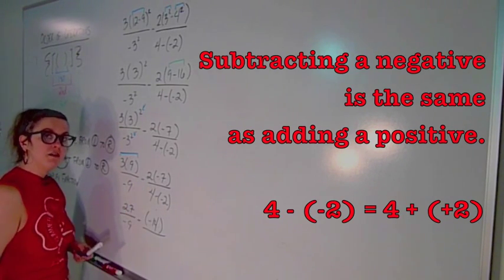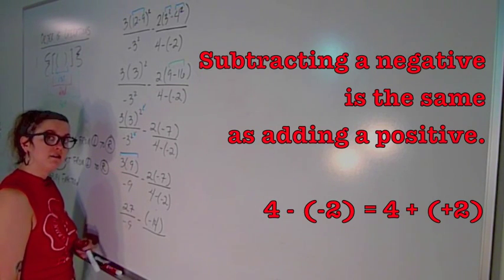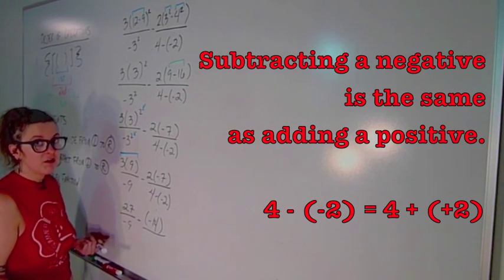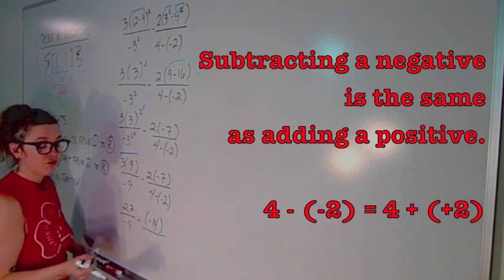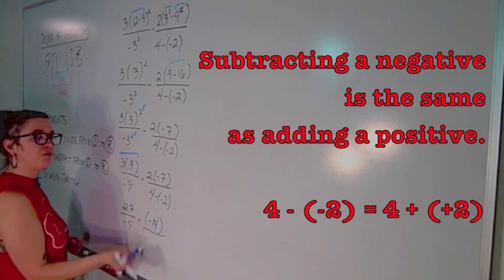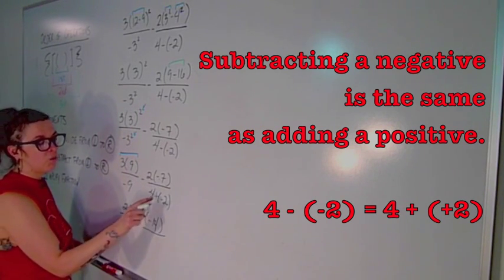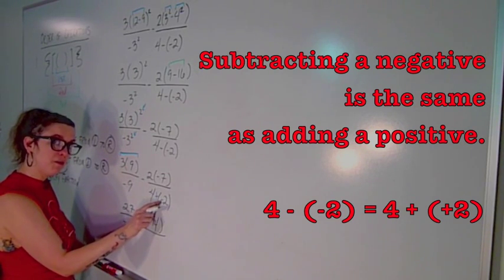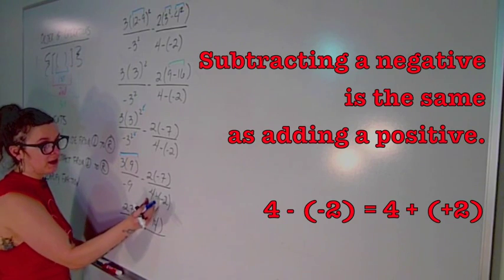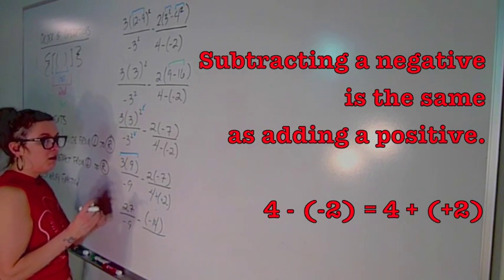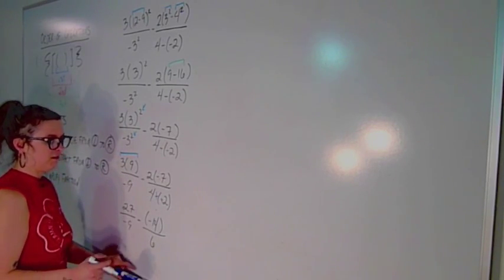Subtracting a negative is the same as adding a positive. Whenever you're subtracting signed numbers, sometimes it's easier to add them. So here's the trick. You can take any subtraction problem and change it into an addition problem, so long as you take whatever sign is attached to the number and flip it. If it's positive, you make it negative. If it's negative, you make it positive. So now I got 4 plus 2 for a 6.